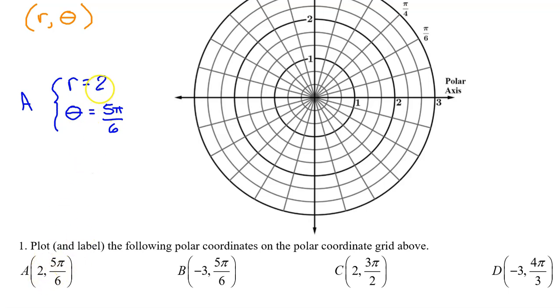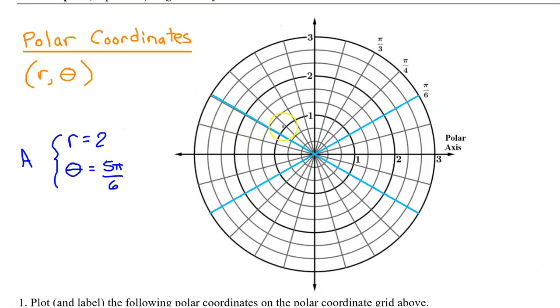Point A has an r value of 2 and theta equal to 5 pi over 6. I've highlighted the 4 angles with a reference angle of pi over 6. We can think of pi as 6 pi over 6. So this angle in the second quadrant will be our 5 pi over 6. To plot point A, we will go 2 away from the origin because the r value is 2. And then we will rotate to 5 pi over 6. So point A is going to be right here.